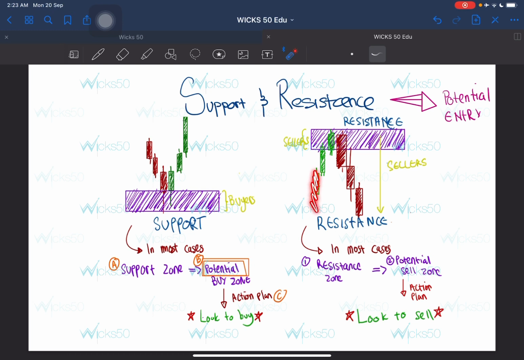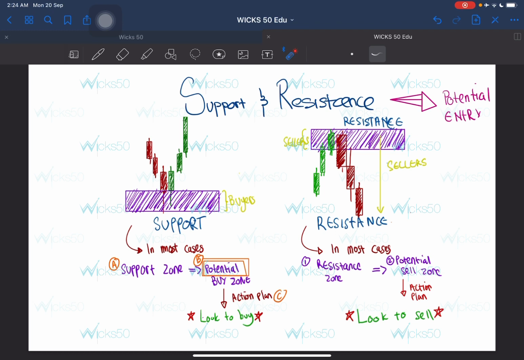As price is moving up, when you want to look for a sell because you are targeting the price could reverse, this is what a resistance zone is all about. So in this resistance zone, you will tend to see, in most cases, sellers would be living in here. Therefore, if you manage to locate a resistance zone, your action plan is to potentially look for a sell. Whereas for a support zone, your action plan would potentially be looking for a buy.